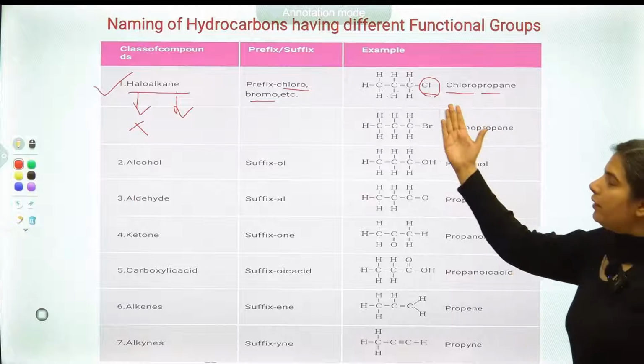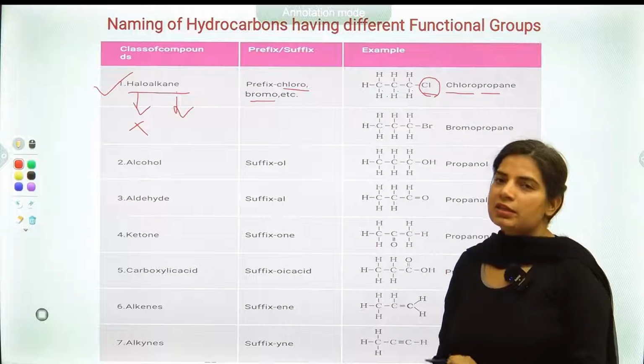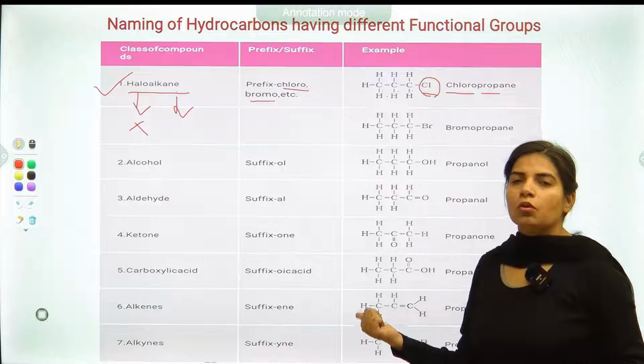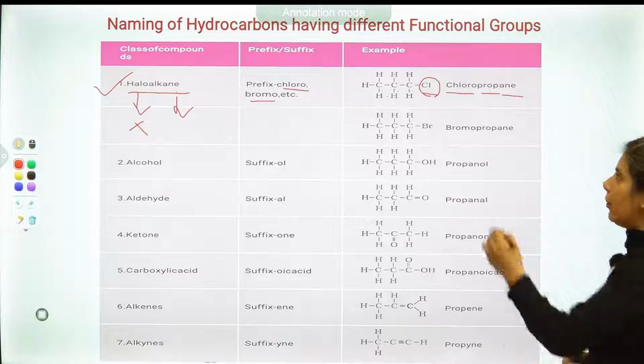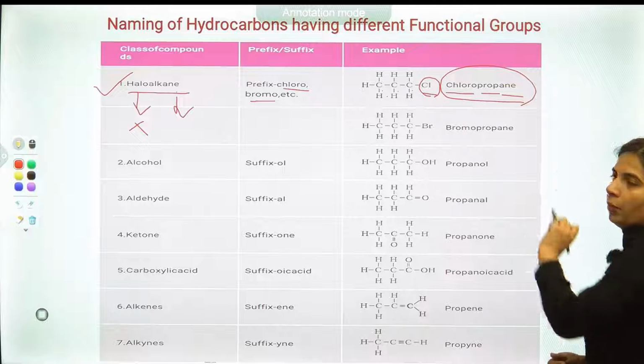And we know that all the carbons are having single bond. So, for single bond, we are going to use ane. So, collectively, we came up with chloropropane.